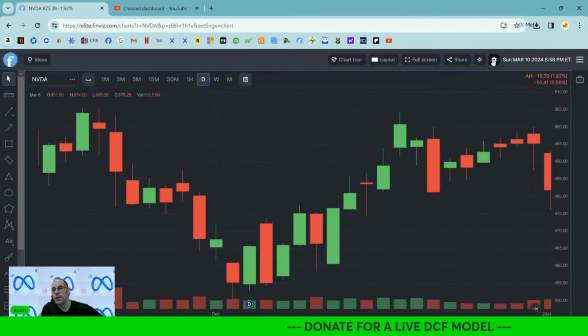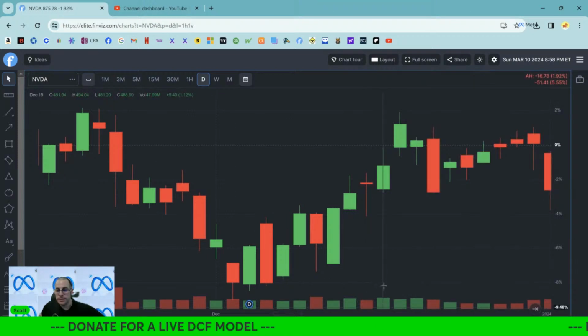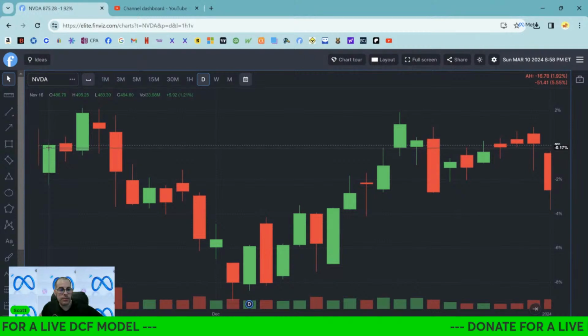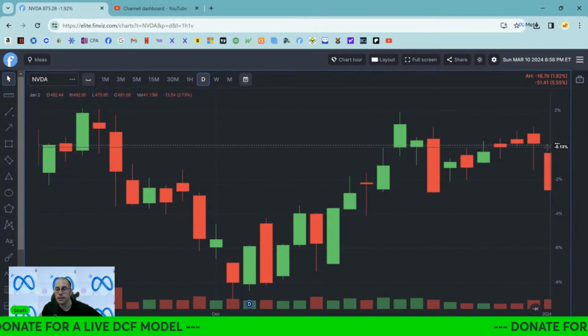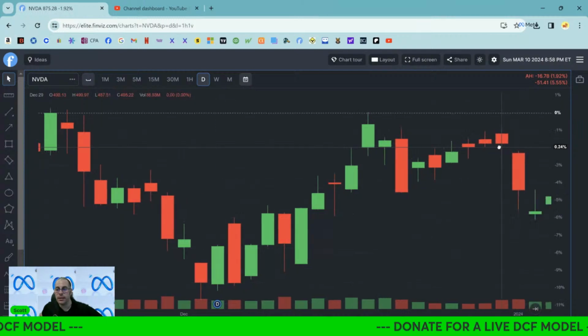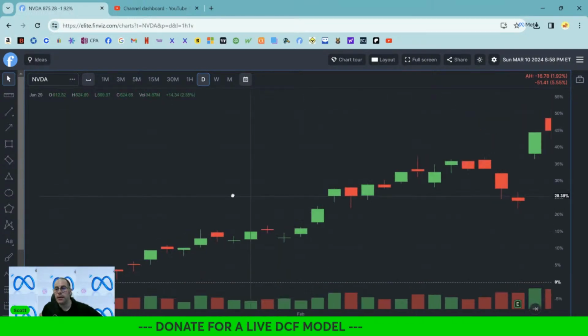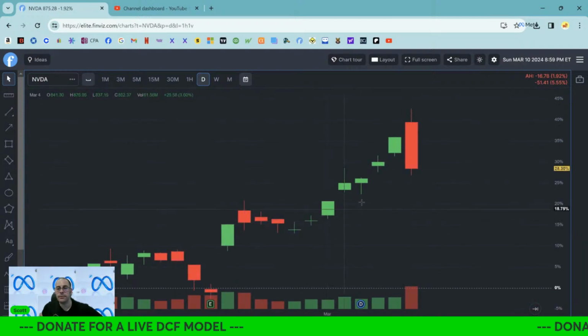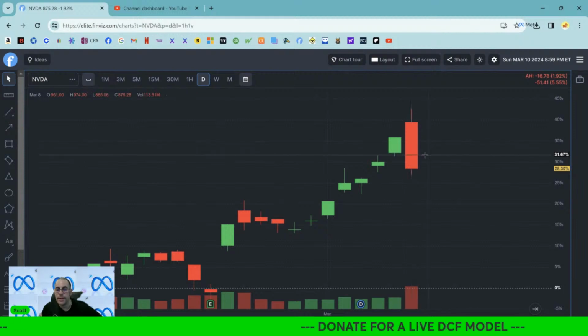And you could also do the percentage and logarithmic for the candlesticks as well. So you can see from November, this was November last year, to current, the stock is flat. That's the January, I think. And obviously it's up a lot the past few months. So the big red day, the last trading day for NVIDIA. Does that mean it's going to be another red day? Who knows, right?